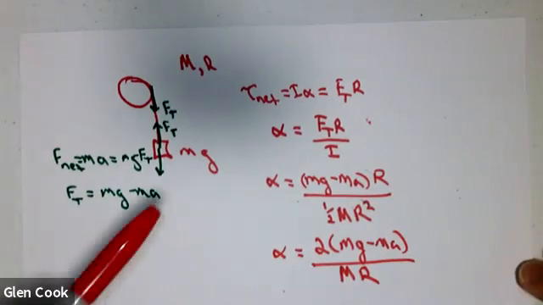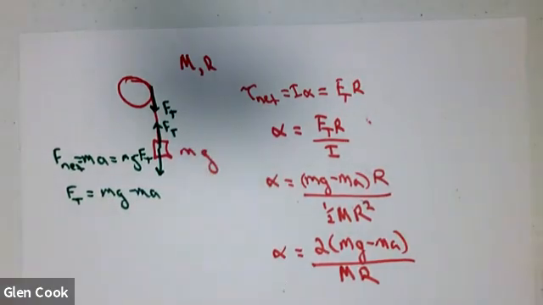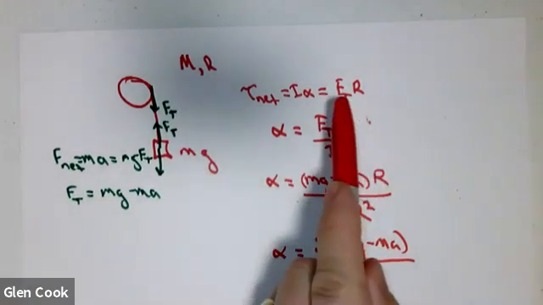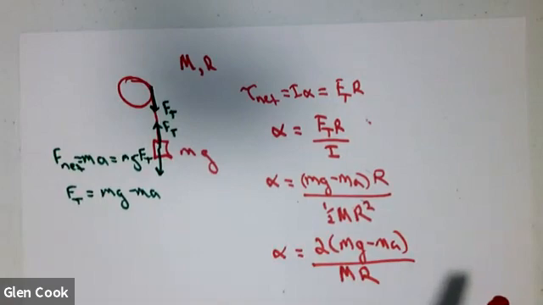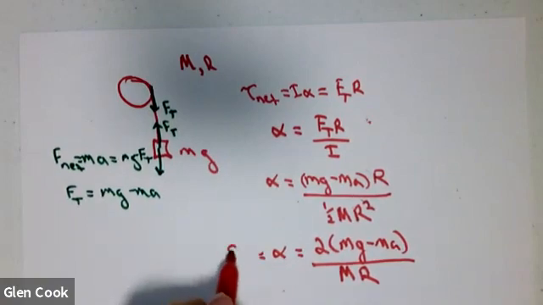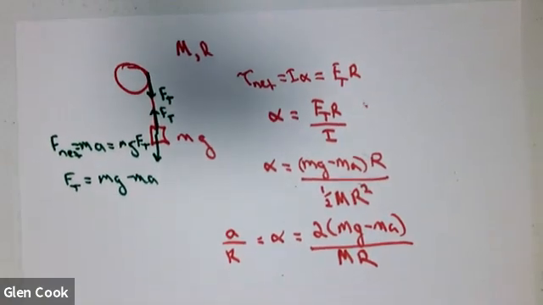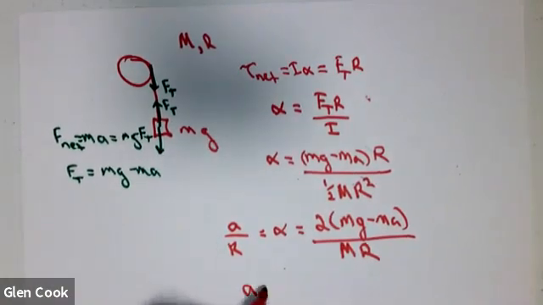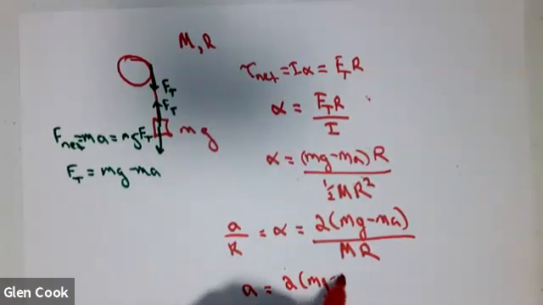Again, we're taking the idea that torque net is simply the only forces acting at radii trying to cause rotation. And then we're able to solve for what a should be. Well, alpha is a over r, and so I can get the r out of the way. And so the theoretical linear acceleration of this mass that falls would be 2 times mg minus ma simply divided by the mass of the disk.